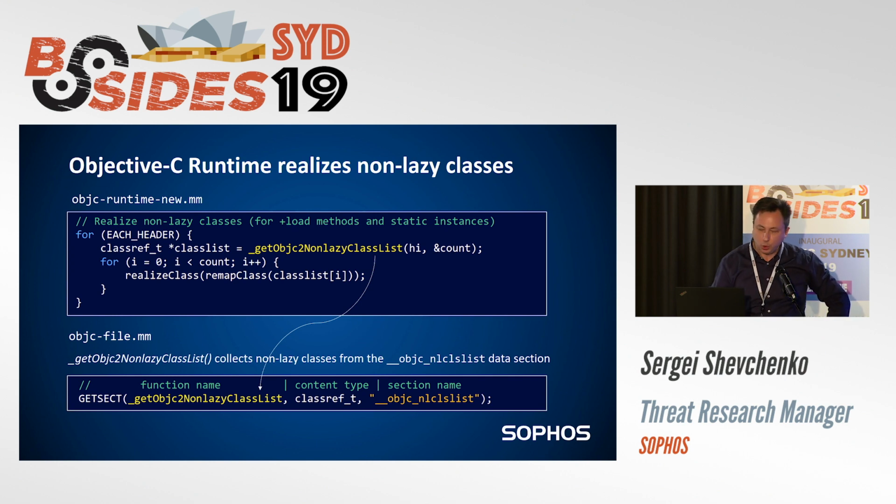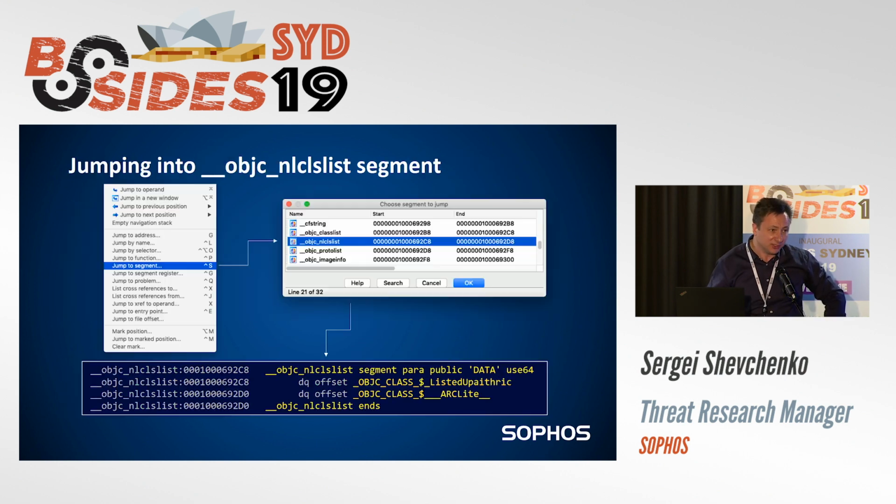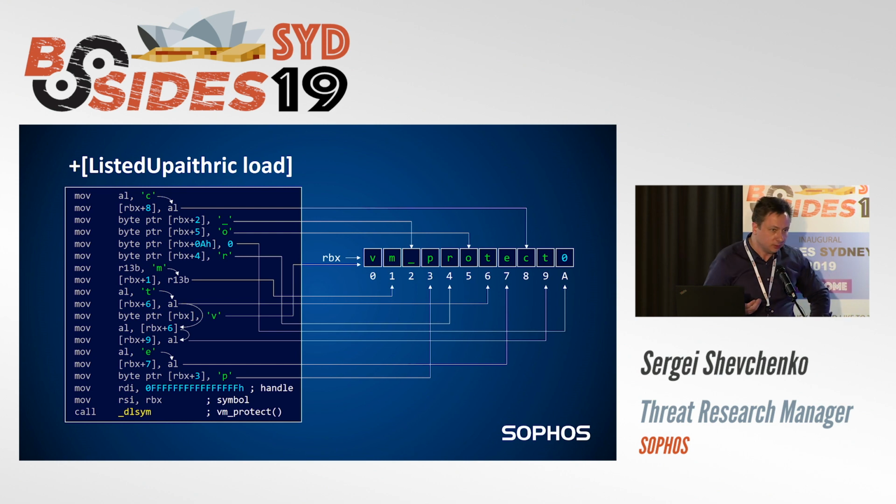So it takes that section, and from that section within the executable file, it obtains the information about the non-lazy classes. Now that we know the name of the function and the name of the section, we can go back to IDA and say, okay, jump to the segment, and it gives you a list of all the segments. In that list, we choose objc_nlclslist. And down at the bottom, you can see that there are two non-lazy classes declared, right? The first one right here is listed, but each time it's a random name. So we proceed to that non-lazy class, and what we see is this.